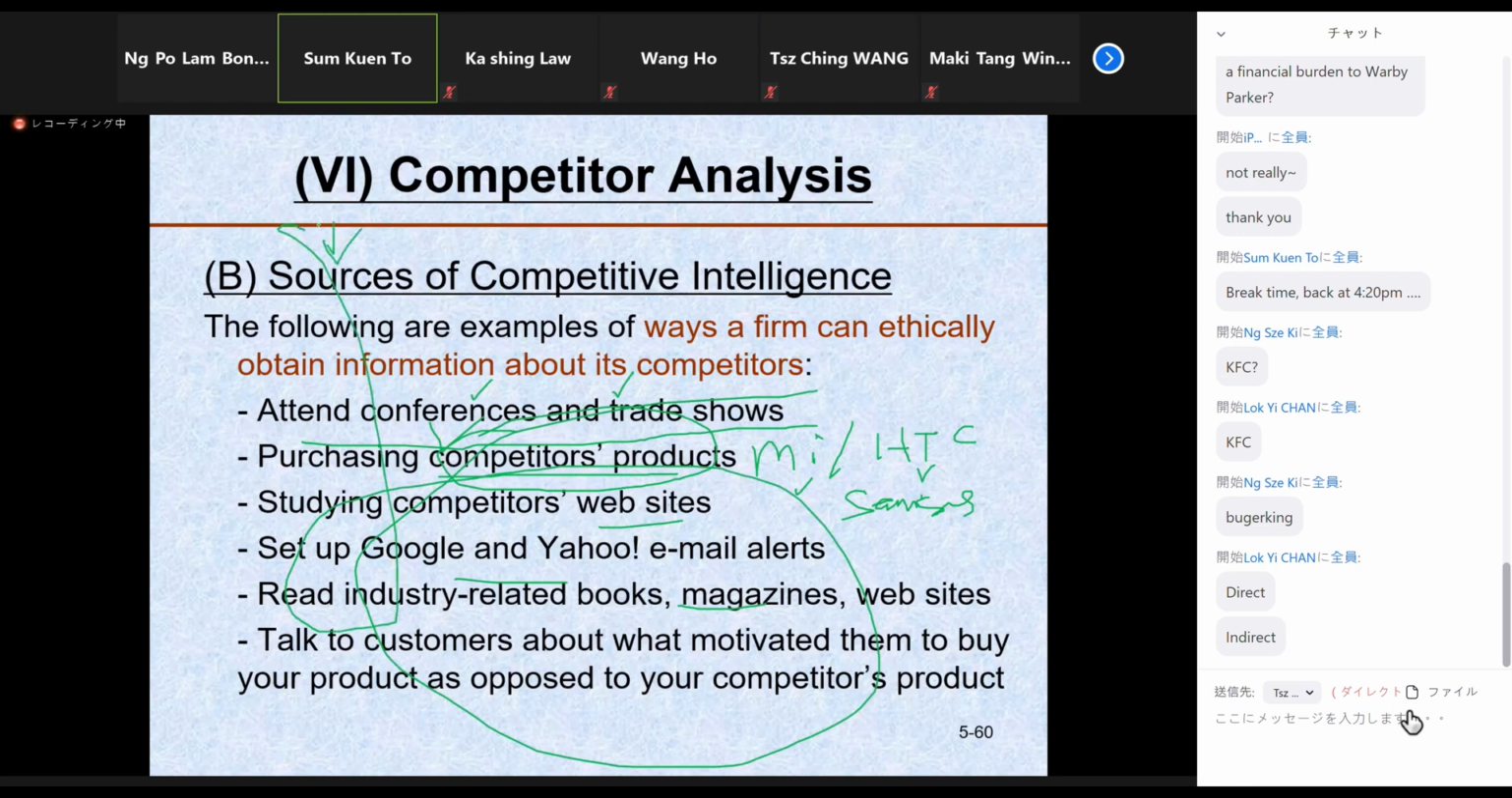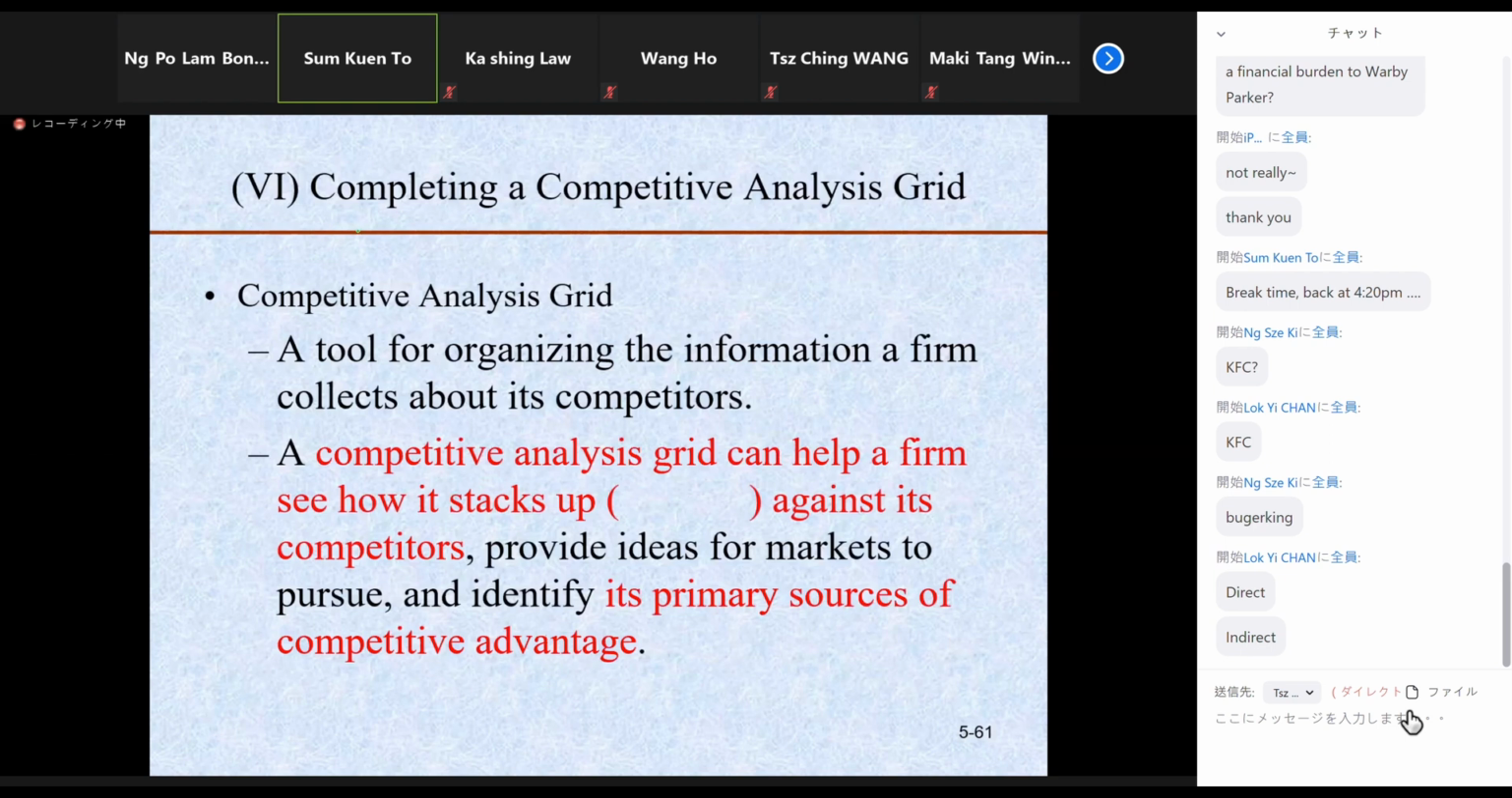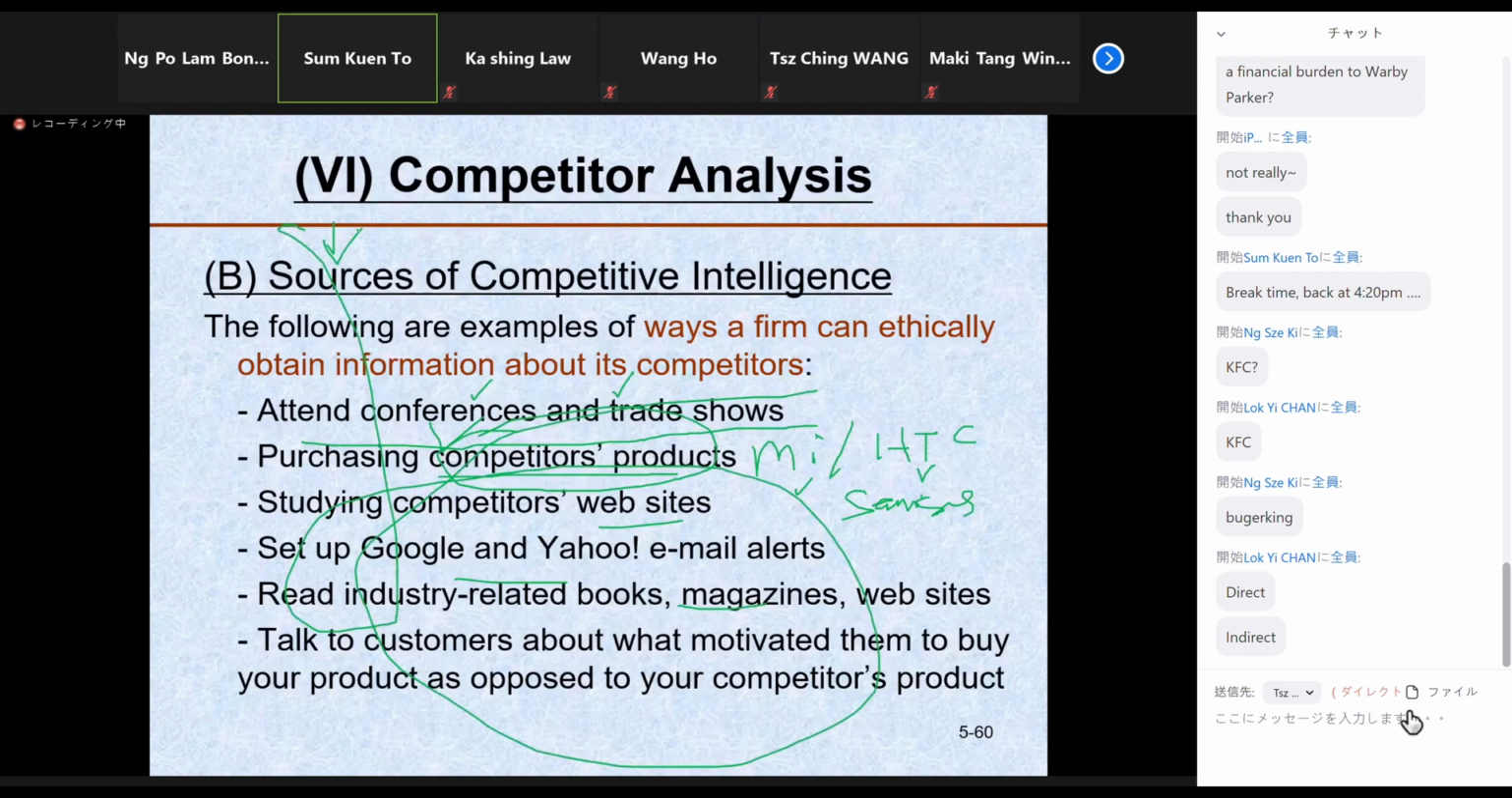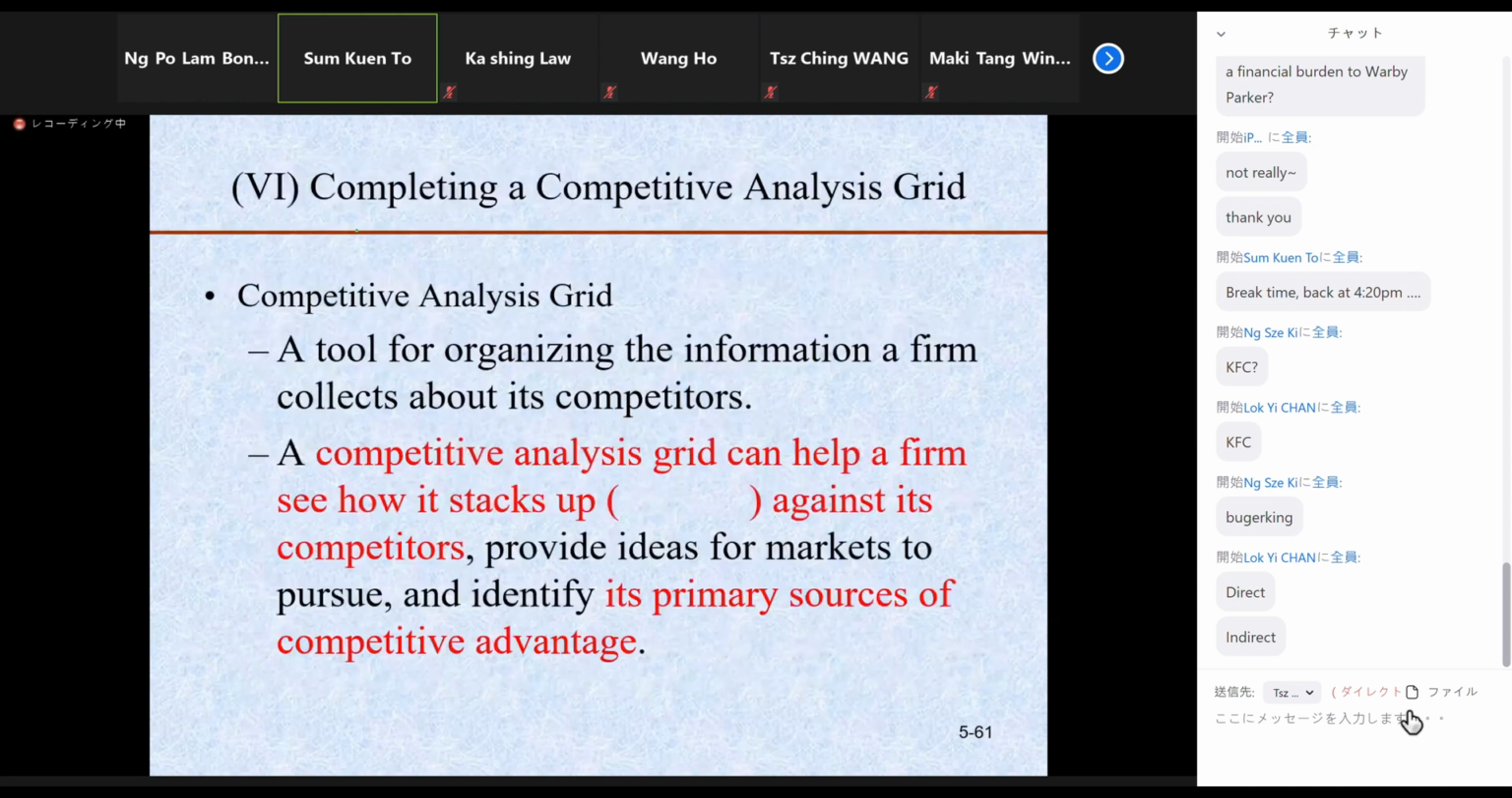Okay, and after you collect through different channels what your competitor is doing, you go back to your office and try to complete a matrix, an analysis grid.